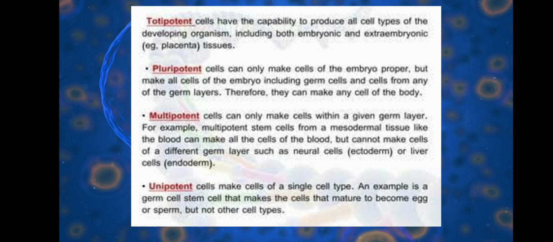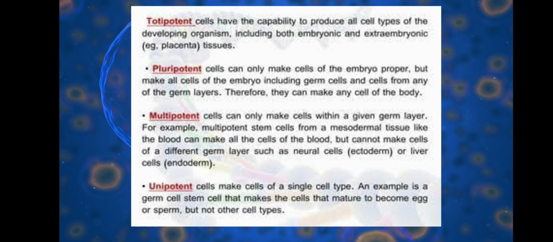They are classified as totipotent, pluripotent, multipotent, and unipotent. Totipotent cells have the capability to produce all types of cells of the developing organism, including both embryonic and extra-embryonic tissues. Pluripotent cells can only make cells of the embryo proper, but they make all cells of the embryo, including germ cells and cells from any of the germ layers. Therefore, they can make any cell of the body.